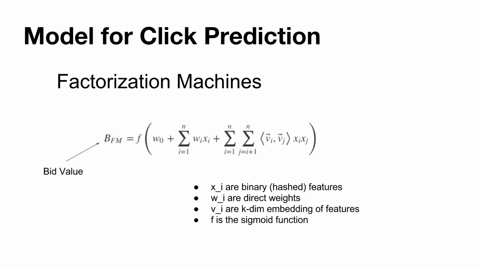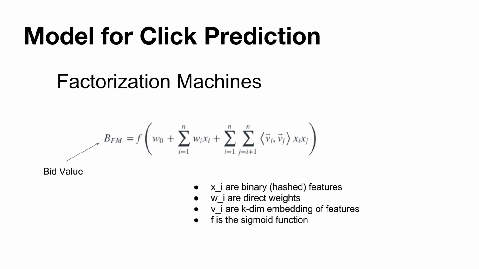It doesn't go that far, but instead it creates a k-dimensional vector of weights, v_i, for every hashed feature x_i, and as an extra term here, you take the dot product. You can think of the v_i as being a k-dimensional embedding of your features, and so the dot product is how similar they are.